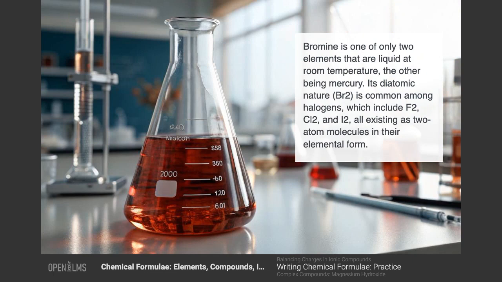Bromine is one of only 2 elements that are liquid at room temperature, the other being mercury. Its diatomic nature, Br2, is common among halogens, which include F2, Cl2, and I2, all existing as 2-atom molecules in their elemental form.